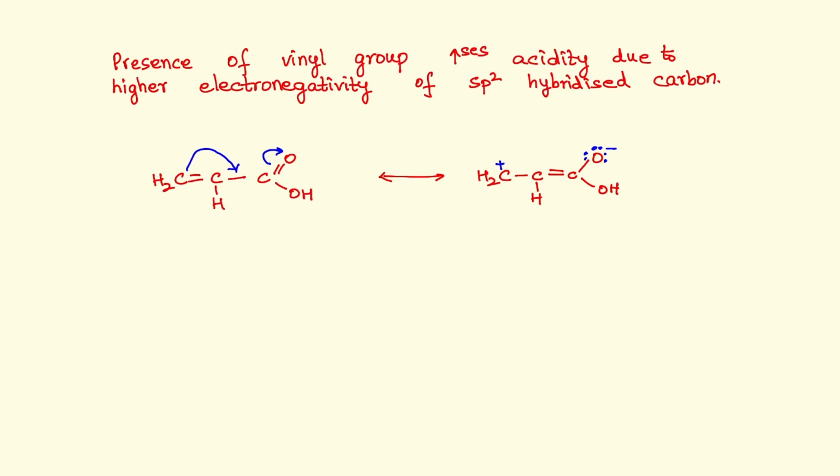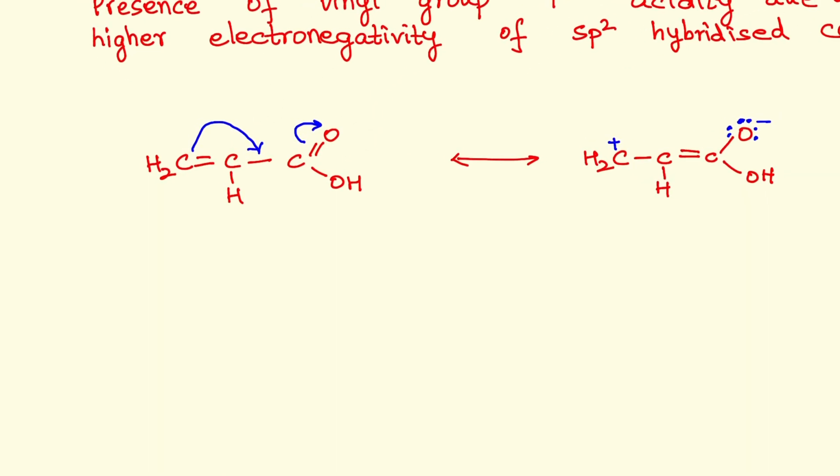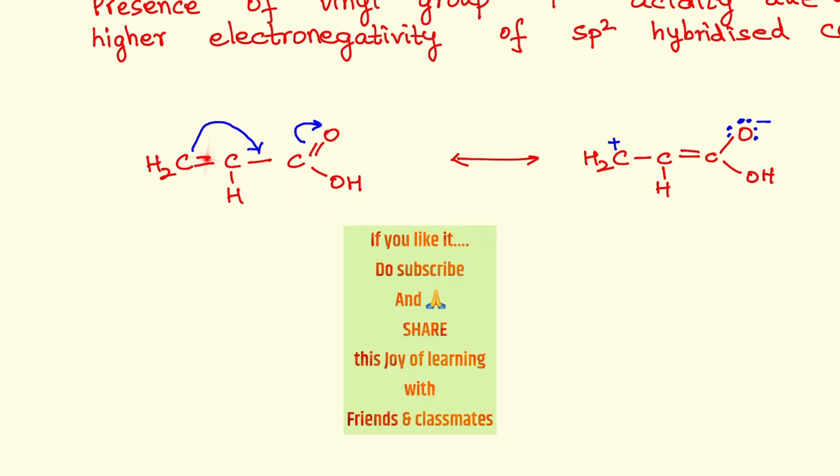We observe the same effect of sp2 hybridized carbon in the case of the presence of a vinyl group, that is an unsaturated group present along with the carboxyl group. So, COOH or COO negative, howsoever you want to write. So, if you have an unsaturated carbon over here, there can be movement of the electron cloud. So, that means there are extra electrons available to move within the group.